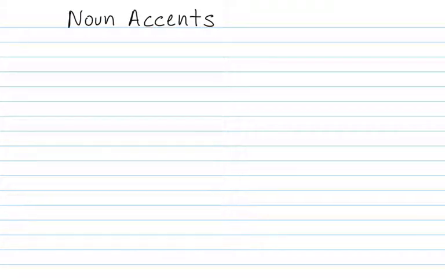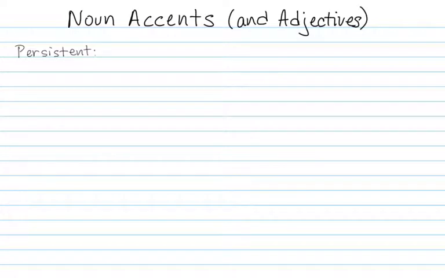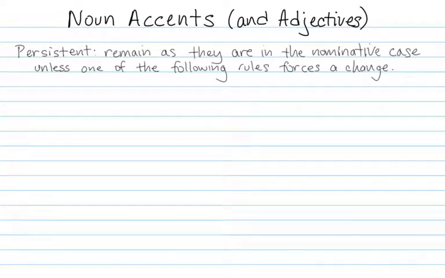So let's talk about noun accents. This also applies to adjectives. We say that noun accents are persistent, which means you learn where the accent is and what kind of accent it is in the nominative case, and then it stays there in the same place, the same kind of accent, unless one of the following rules forces it to change.